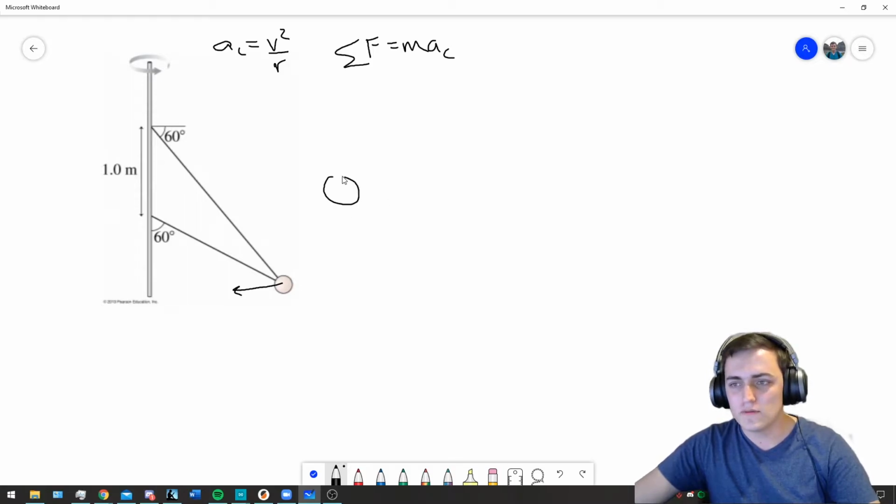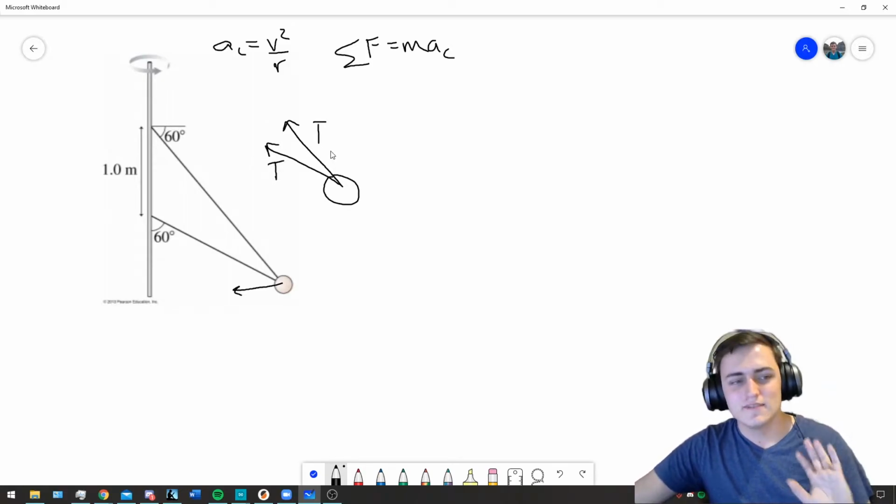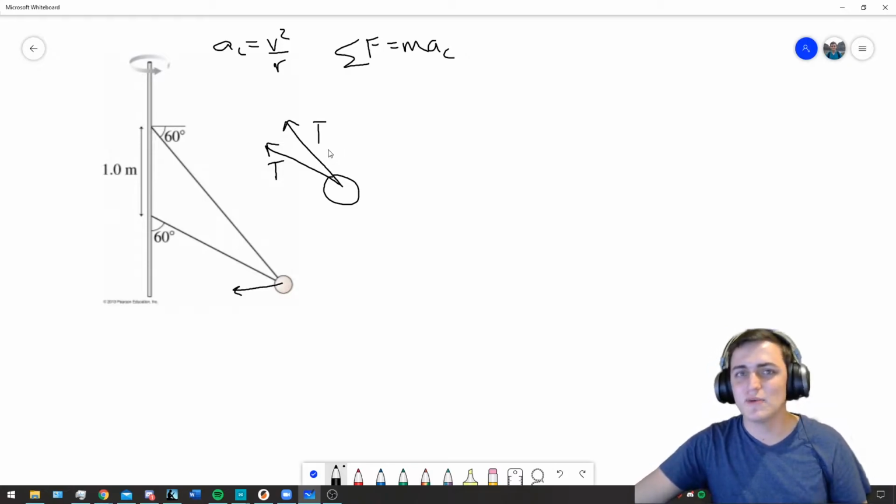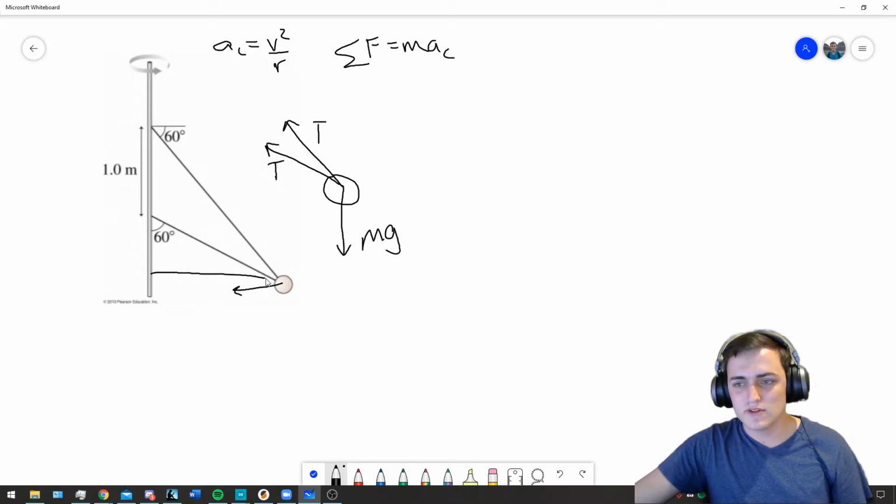So let's look at our ball. We have two forces acting on it for tension, and we're going to call them T and T, because remember, tension is supposed to be the same in both cables, so we're going to give them the same tension value. And then we have mass times gravity, mg. And if we were to draw a triangle, this gives us 30 degrees, and this one is 30 degrees.